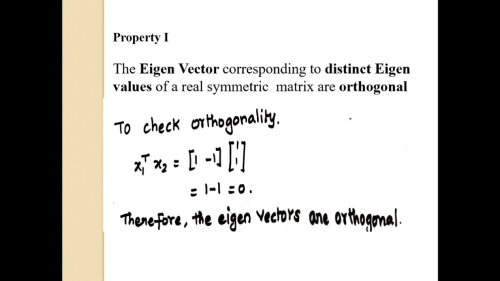Orthogonality is nothing but x1 transpose x2 equal to 0. So, the x1 value I obtained is (1, minus 1). Now, x1 transpose is (1, minus 1) and x2 is (1, 1). So, the value I am going to get is 0. Therefore, the eigenvectors of distinct eigenvalues will be orthogonal. This is the first property.